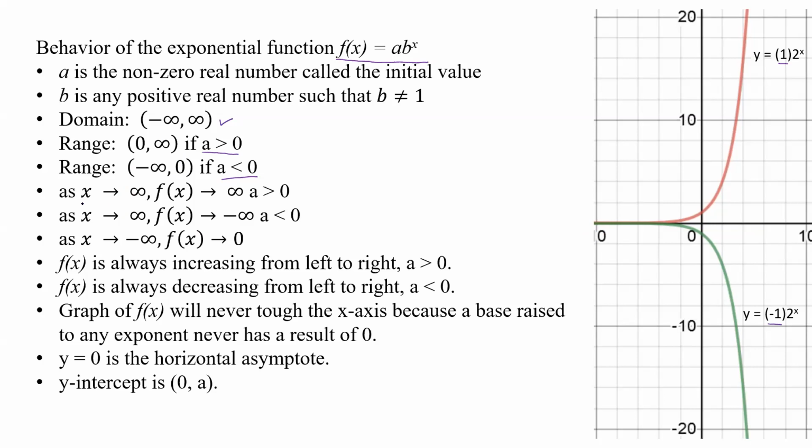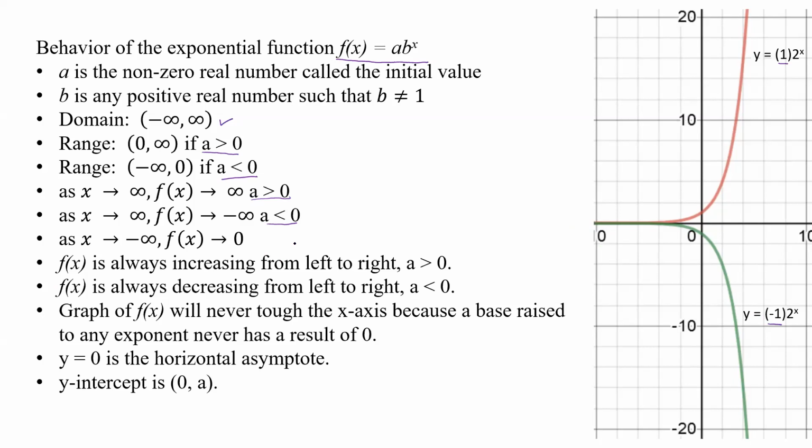Then we have the end behavior. As x approaches positive infinity, if we have a greater than 0, we're going to go this way. So if a is greater than 0, then we're going to go up to positive infinity. But if a is negative, then we're going to go down to negative infinity. And those are the two things there. And as x approaches negative infinity, as we go this direction, f of x approaches 0. If we're going with a negative, it's going to approach 0 from the bottom. And if a is positive, it's going to approach 0 from the top. So that's how that works.